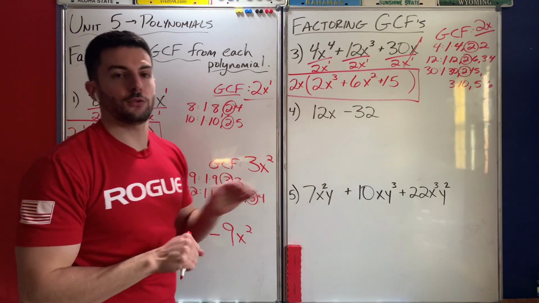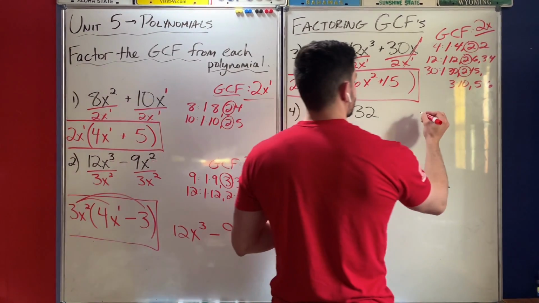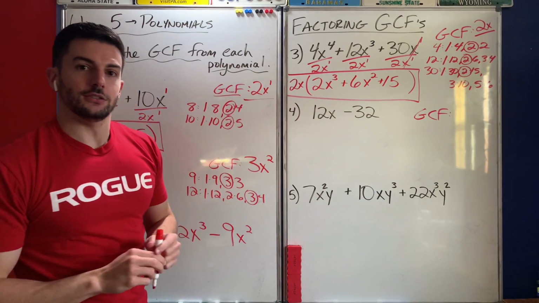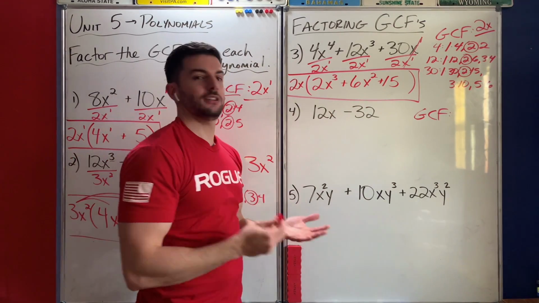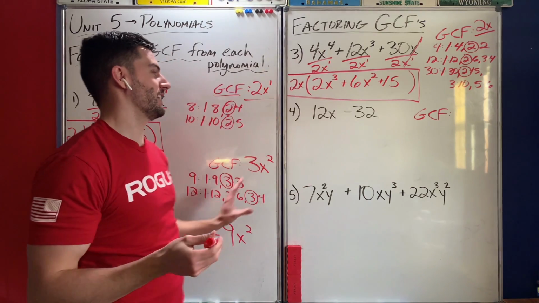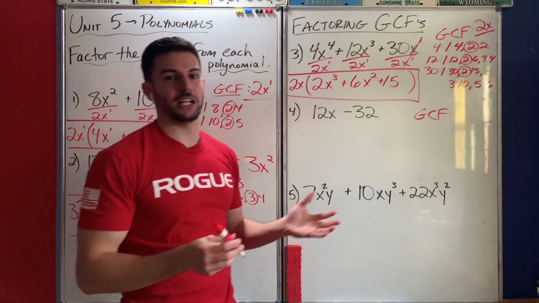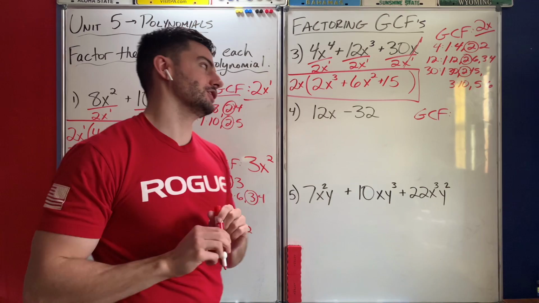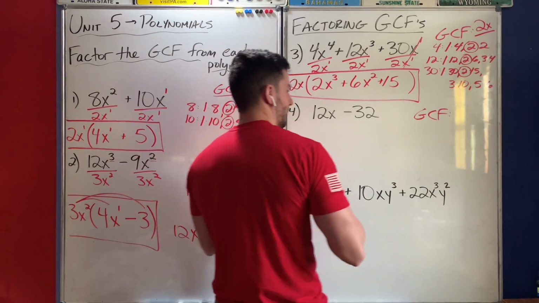Now, number 4, I like this one because it's a little bit tricky. So 12x minus 32. Very simple, but it can trick up kids because it's not similar to a lot of the problems you see when you're asked to factor a GCF. So 12x minus 32.